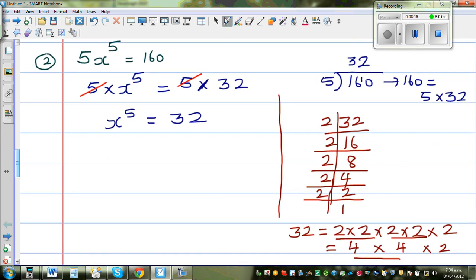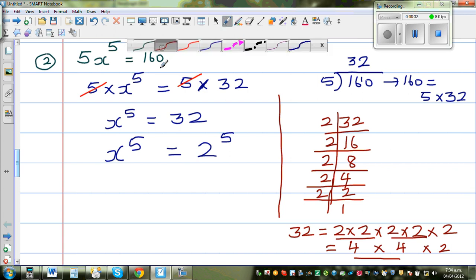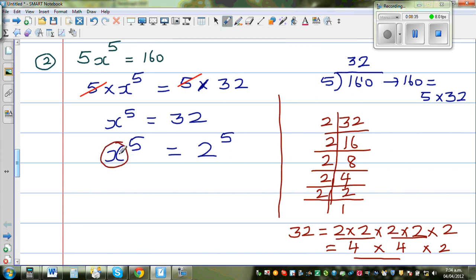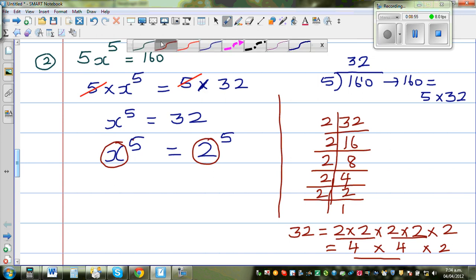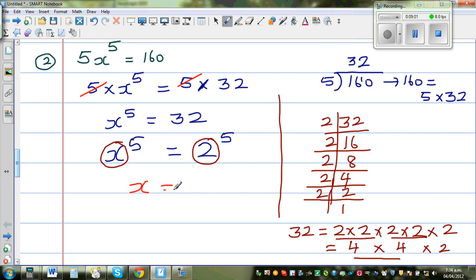So can I say, therefore, x to the power of 5 is equal to 2 to the power of 5. So this is the base on the left-hand side: x to the power 5, and here the base is 2 to the power 5. So the powers are equal, so the bases can be compared. It's very logical. There's a 5 as a power here, and a 5 as a power there. If the powers are the same, the bases are equal. So therefore x is equal to 2.